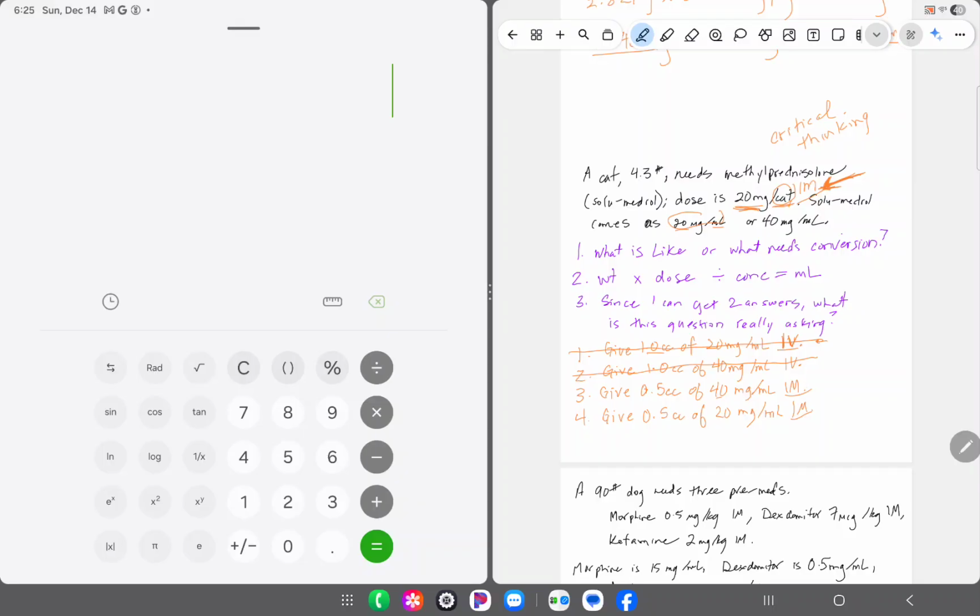Now, before you just go click happy and say it's number 3, make sure you read number 4. Give 0.5 cc of 20 mg per mil IM. Well, we know that doesn't make sense, because if there's 20 mgs in 1 mil, but I'm only giving half of that, that means I'm only giving 10 mg to my cat. And again, the question said it's 20 mg per cat. So 4 is wrong. The answer is 3.